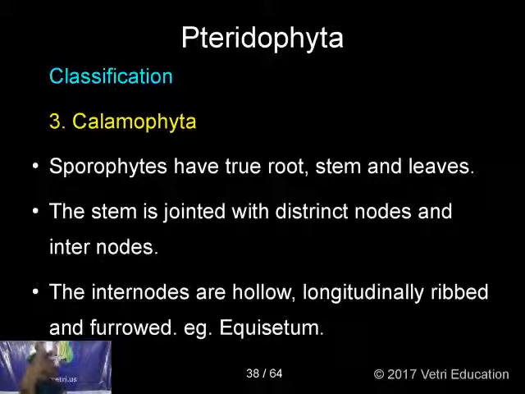The third division, that is Calamophyta. The sporophyte has true root, stem and leaves. The stem is jointed with distinct nodes and internodes, looking just like a sugarcane plant, and the internodes are hollow, longitudinally ribbed and furrowed. It is the Equisetum. Here you have to remember the stem is jointed with distinct nodes and internodes. That is a very important thing that you can see in the next photograph.